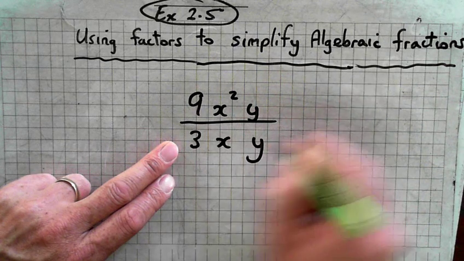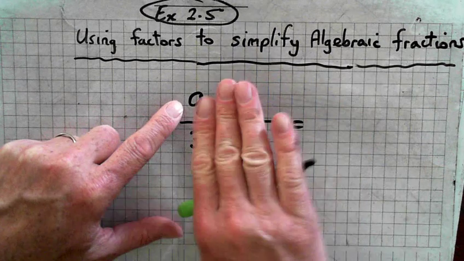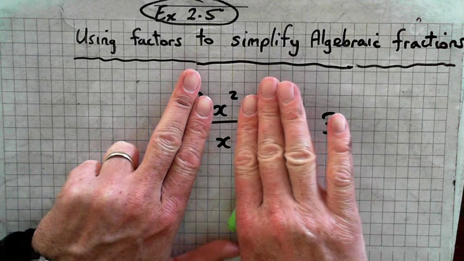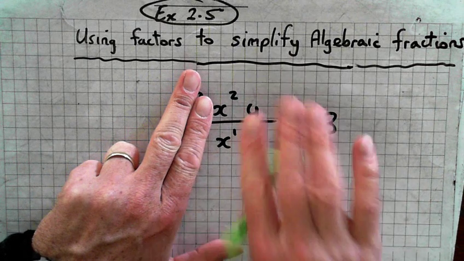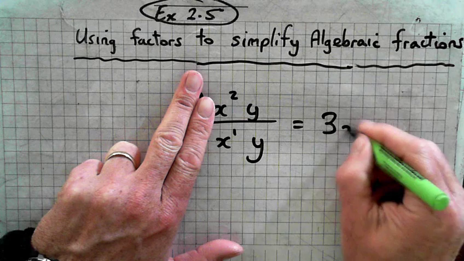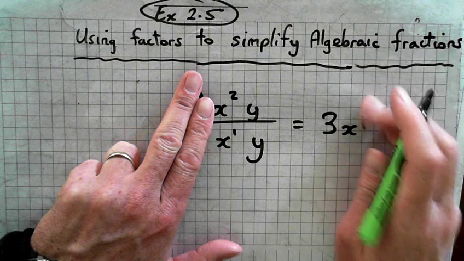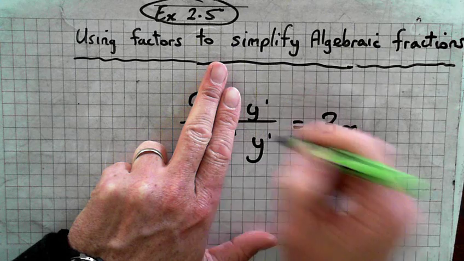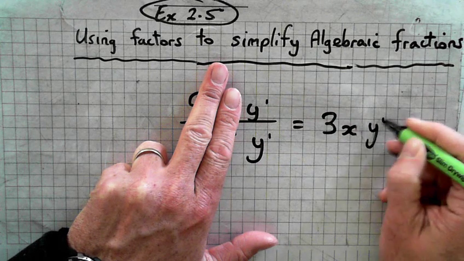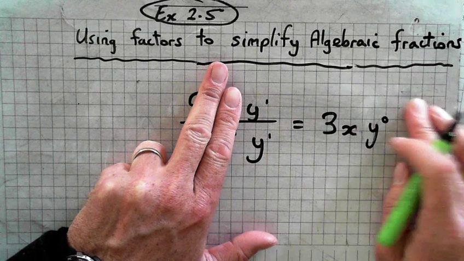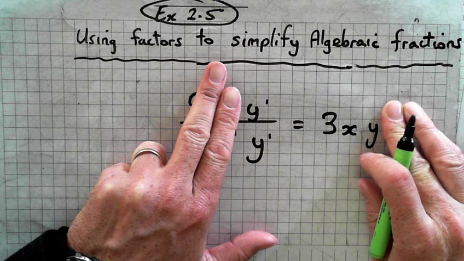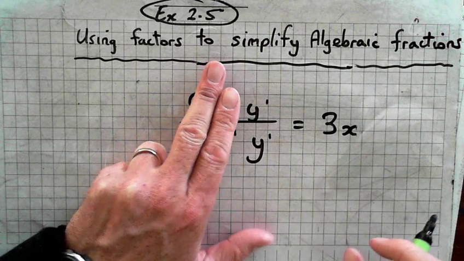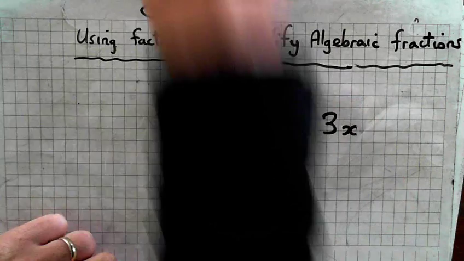So first of all, 9 divided by 3 is 3. Then x squared divided by x to the power of 1 is x to the power 1, or just x, isn't it? And then the y. 1 minus 1 is 0. y to the power 0 is actually 1, but you don't write it down. There's no y's. So it's 3x.